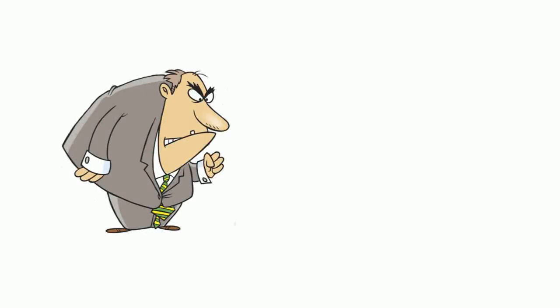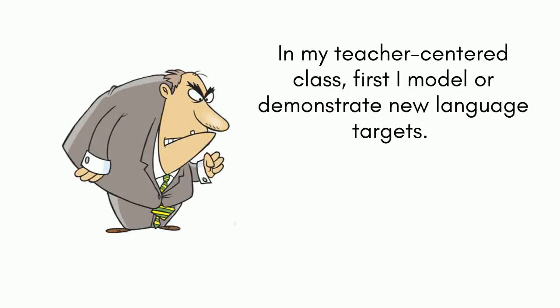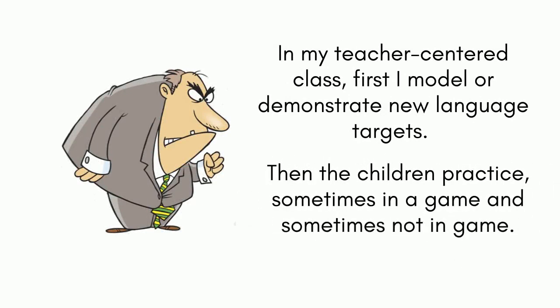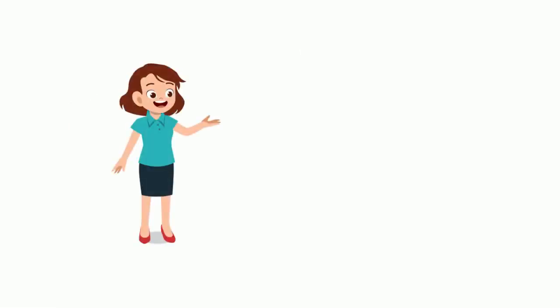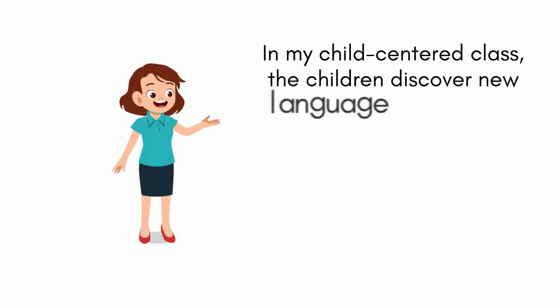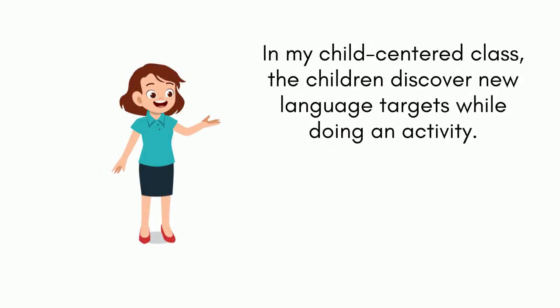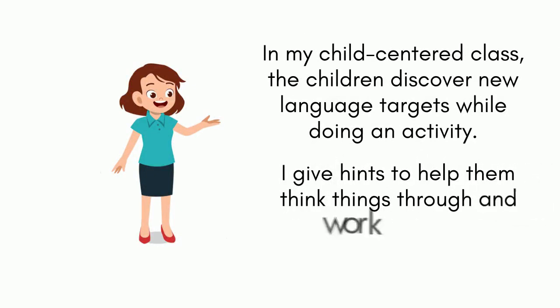It is the same in the English class. In a child-centered approach, children work through problems by trial and error. In a teacher-centered approach, the children may practice new language targets through trial and error after a teacher has first explained, demonstrated, modeled, or drilled the new target. In a child-centered approach, the children learn new targets through trial and error. It is fundamentally quite different. The child-centered way generally leads to deeper learning.